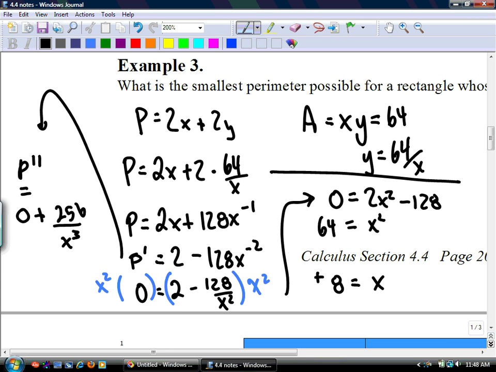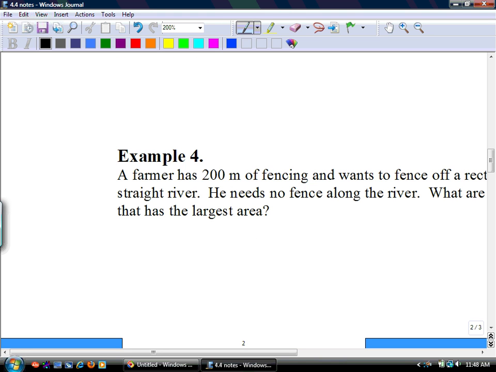Okay, flipping page. Okay, we're just going to set this one up because you're going to have this OMG moment. A farmer has 200 meters of fencing and he wants to fence off a rectangular plot along a straight river. Where have you heard this one before?